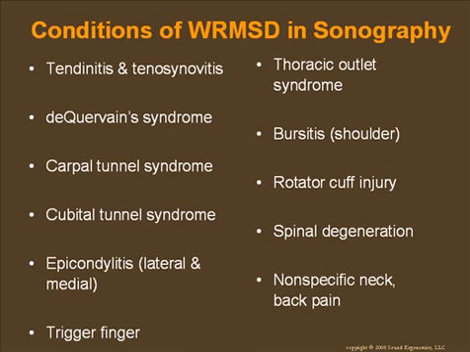Trigger finger results from entrapment of a tendon within the tendon sheath of the finger and then prevents you from being able to straighten your finger. Often this is related to gripping the transducer. Bursitis and rotator cuff injuries affect the shoulder, and we're seeing an increasing incidence of spinal degeneration among younger sonographers than we have in the past.